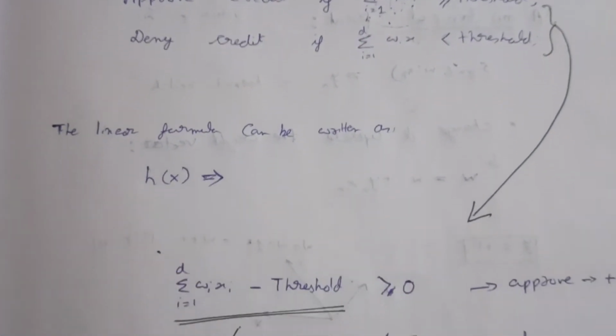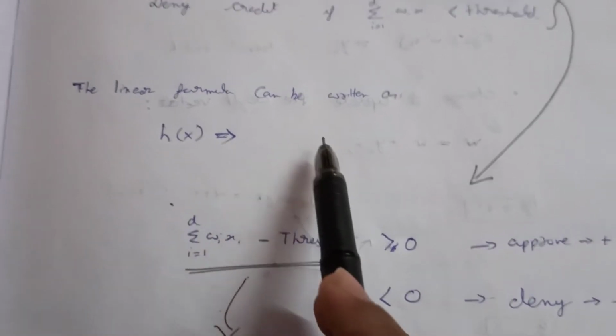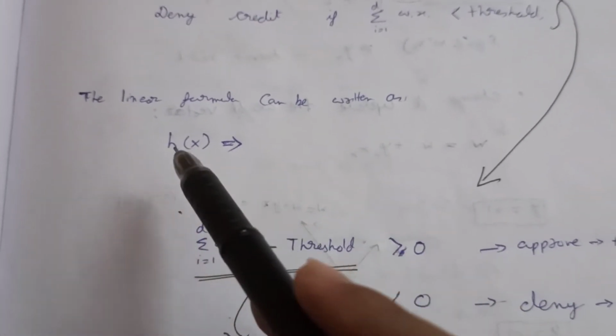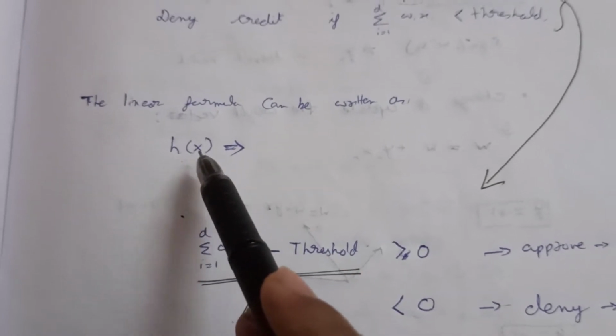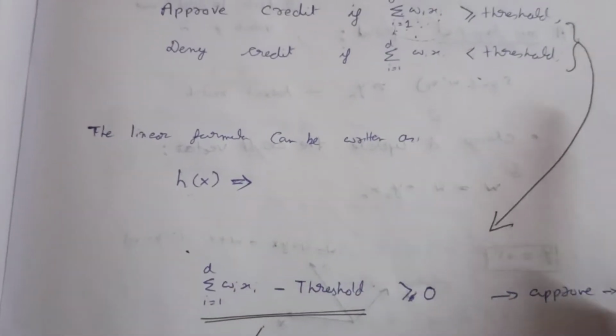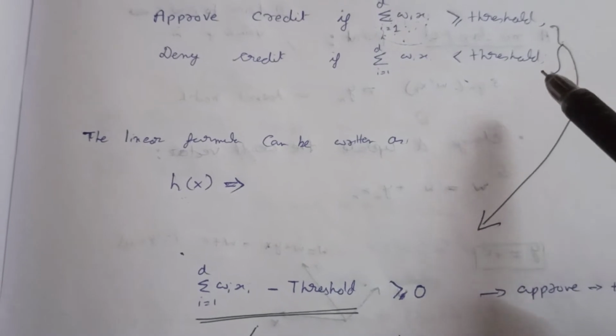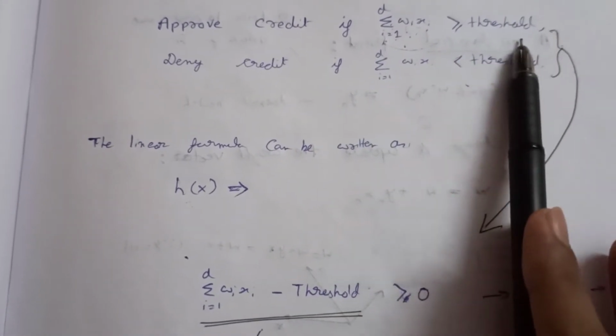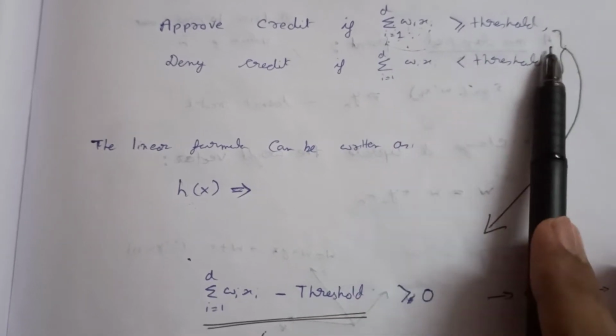So the linear formula of the perceptron model can be written as h of x. What is the actual value of this h of x? How can we write that? I will be showing that to you soon. So now let's check this part. This is what we got, that is, if the summation is greater than the threshold, it is approved, or if it is less than the threshold, it is denied.